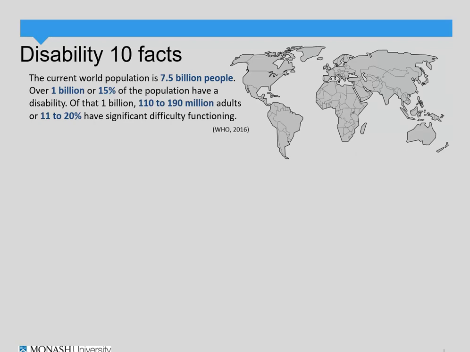So just some facts for you, and I'm sorry, these are from 2016. I've been unable to get an update on these statistics, but here are some disability facts for you. So in 2016, the world population was 17.5 billion people, and over 1 billion, or 15% of that population, had a disability. Of that 1 billion, 110 to 190 million adults, or 11 to 20%, have a significant disability which affects their functioning.